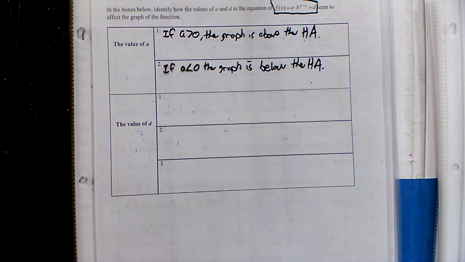So now we know how that value of a affects these functions. If we have a negative value, we know it's going to be underneath wherever our horizontal asymptote is. If it's positive, it's going to be above it. So now we know something about it.